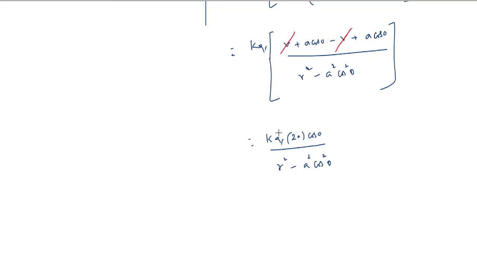This becomes 2 into A into cos theta by R square minus A square cos square theta. But Q into A is called small p. Therefore, we get it as A P cos theta into R square minus A square into cos square theta.